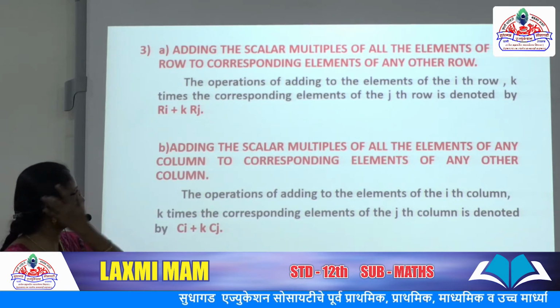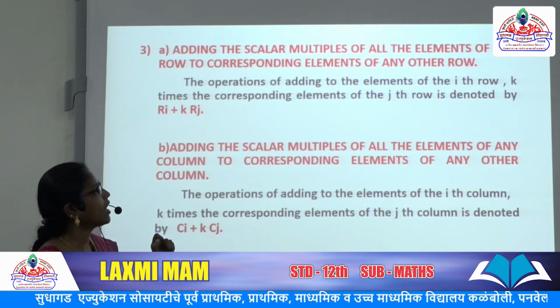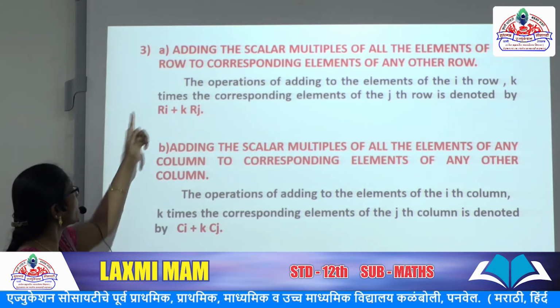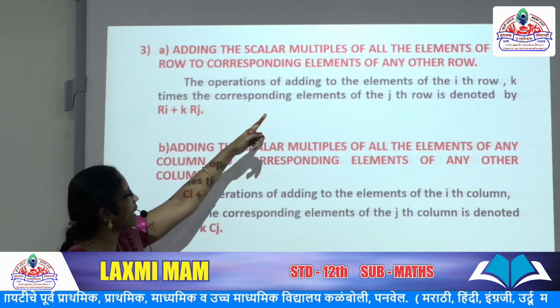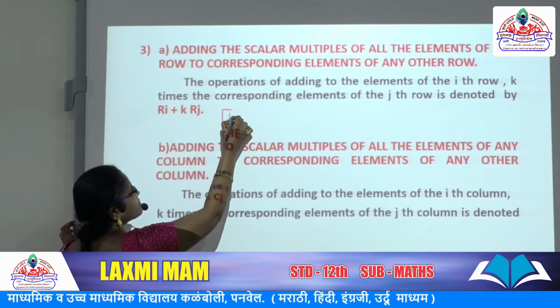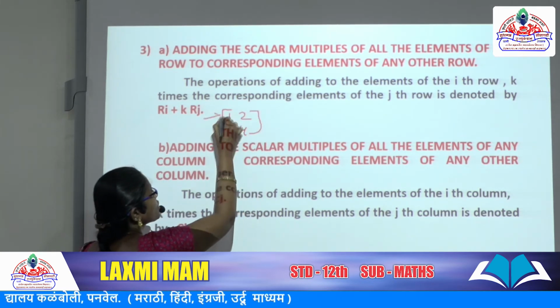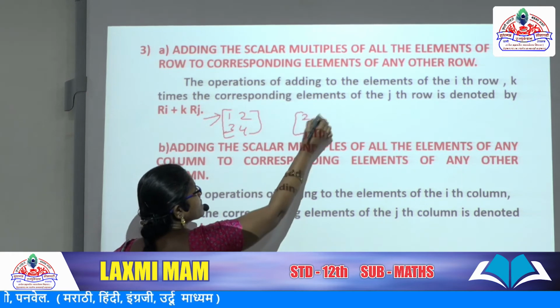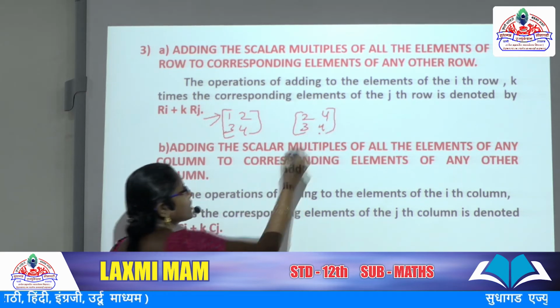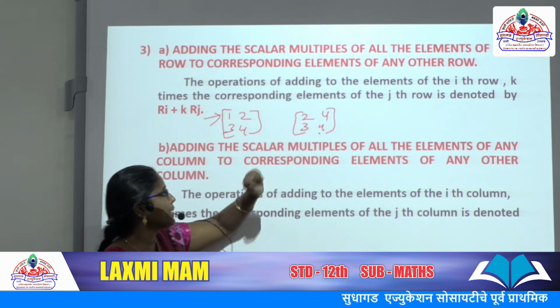The third condition for rows and columns is adding the scalar multiples of all the elements of any row to corresponding elements of any other row. Suppose I have multiplied the first row by 2. It becomes 2, 4, 3, 4. Okay? What did I do to the first row? I completely multiplied it by 2.